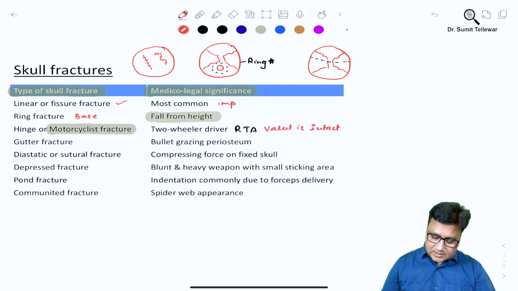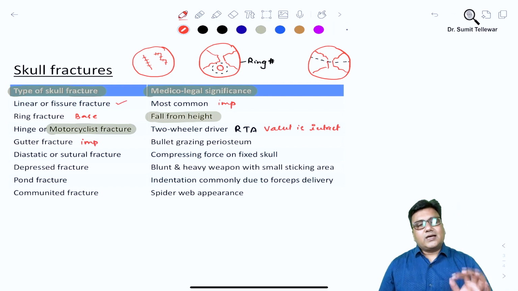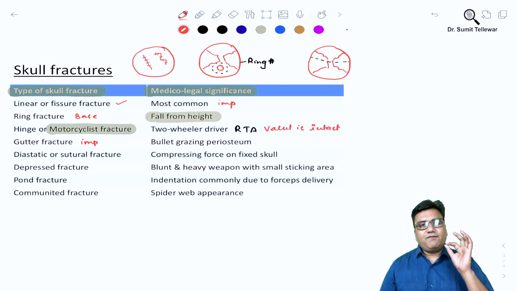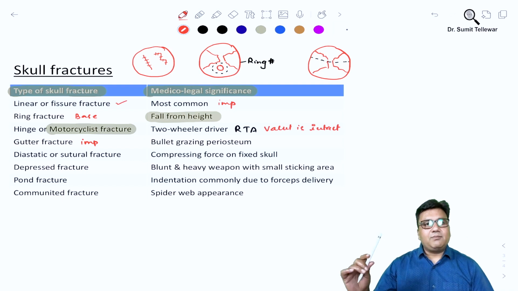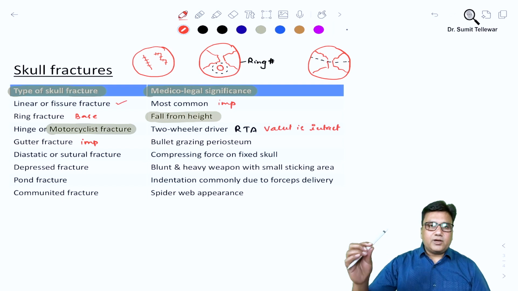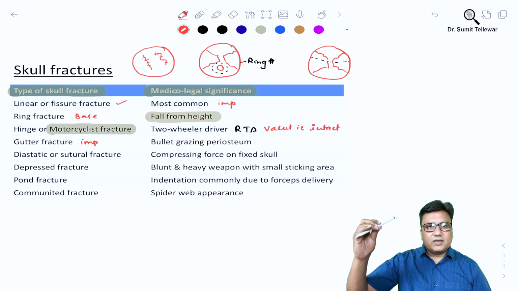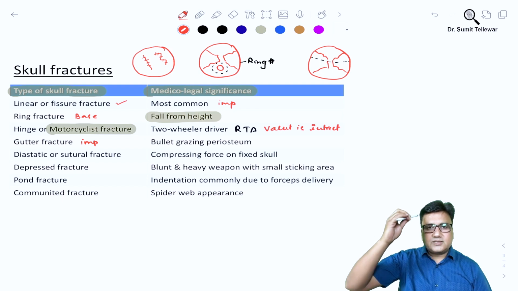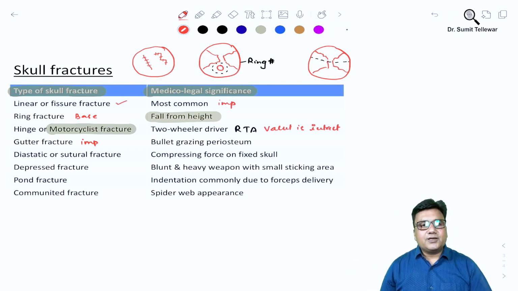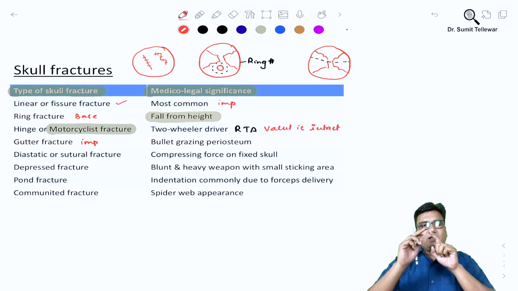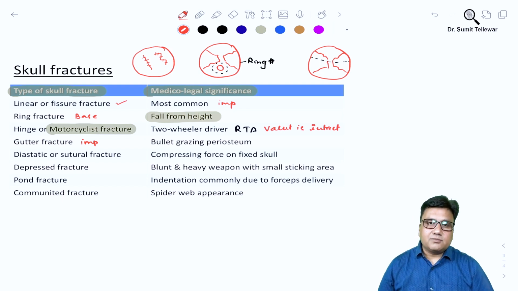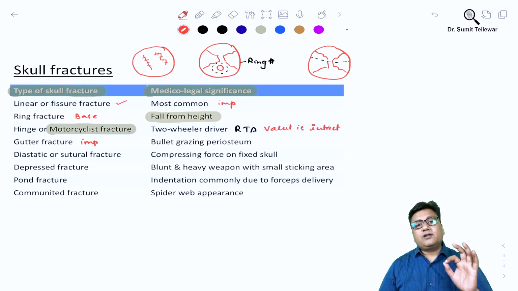Then we have something called gutter fracture. Again, very important, because a gutter fracture can only be produced by a very fast moving weapon which hits the periosteum tangentially, and that weapon is a bullet. So if there is a bullet which is revolving on its axis, it grazes the skull, it hits the skull curvature tangentially, it ends up creating a gutter in the periosteum. That is called gutter fracture.